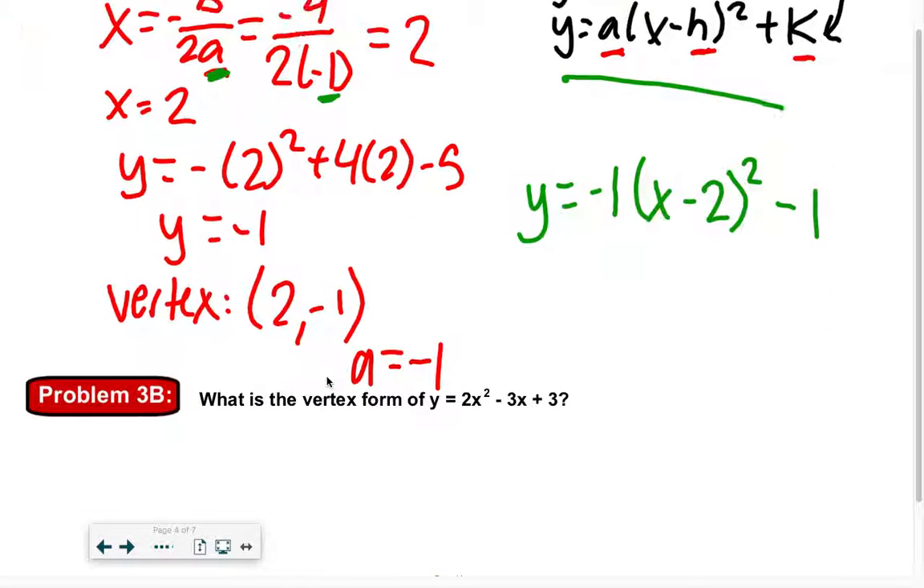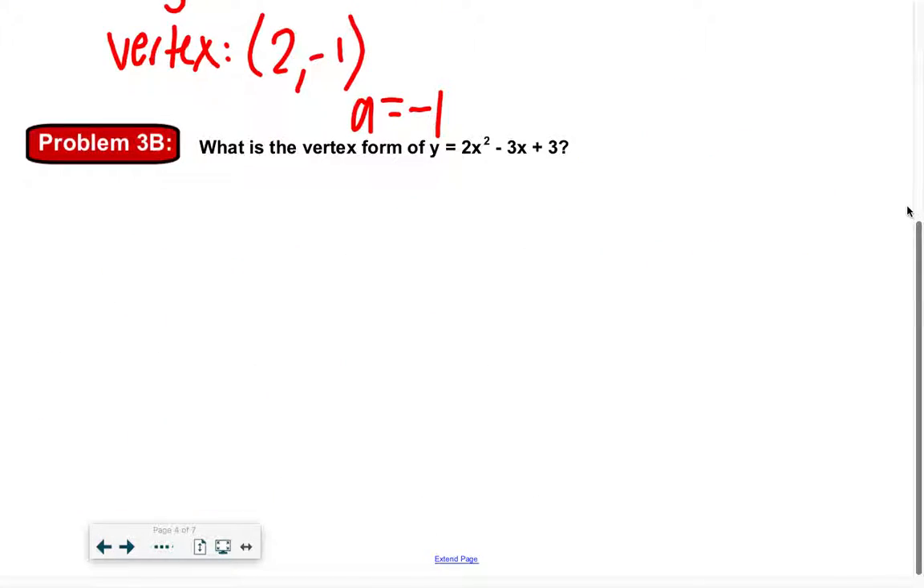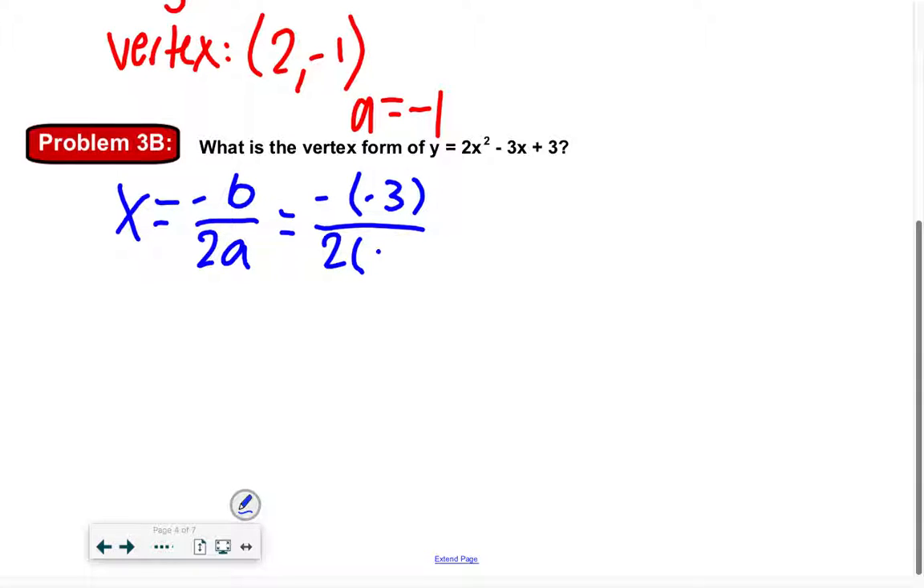All right, same thing. I want to go from standard to vertex. So I'll start with my x equals, you guys have that formula memorized yet? Negative b over 2a. What am I plugging in for b? -3. What am I plugging in for a? 2. Simplify. We like decimals. If you want fractions, that's fine. Not gonna lie, this one gets kind of ugly.